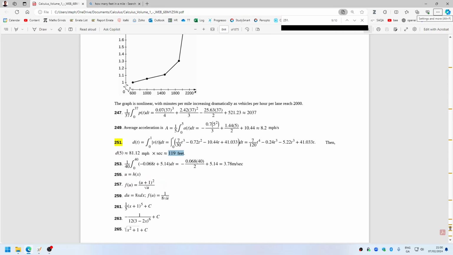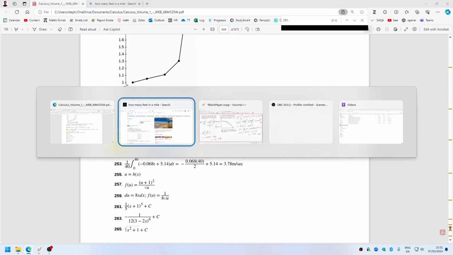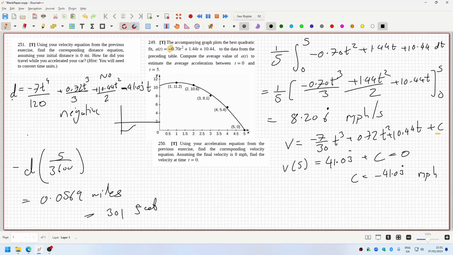So they get 81.12 miles per hour times. Let me just check something here. 80. Okay. 5280. Okay. 81.12 times 5280. So that's how many feet in an hour, divided by 3600 times 5. So it's the time. What are they using for the time then? That's just 1 second though, not 5 seconds. So I feel like they should have multiplied by 5 instead of 1. I wonder if that's their mistake.